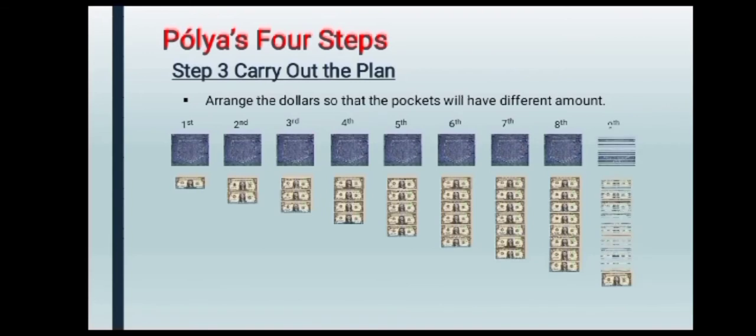At this moment, we have arranged 1 plus 2 plus 3 plus 4 plus 5 plus 6 plus 7 plus 8 plus 9, which is equal to $45 already. But Susan only has $44. And thus the 10th packet is empty. Or we should say the 10th packet has zero dollars and we should include that in the solution.